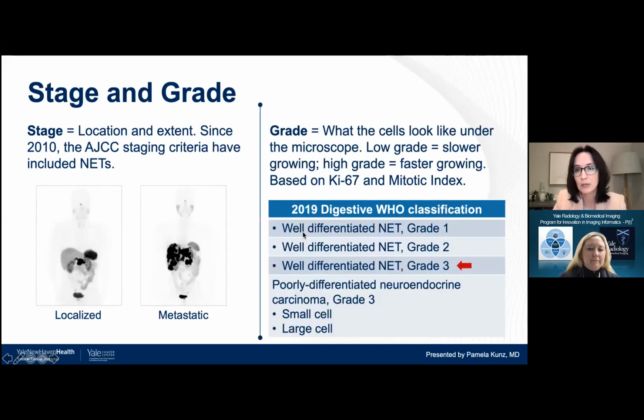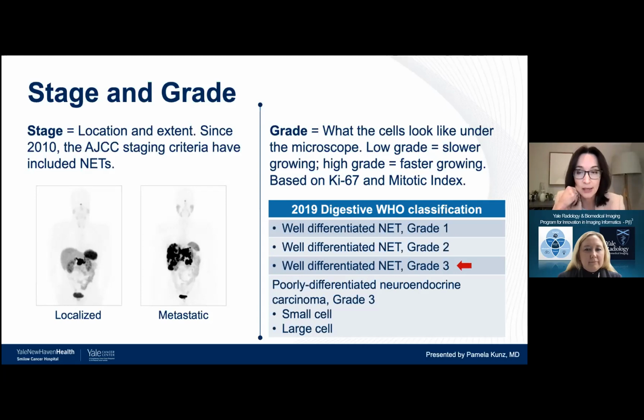Grade is really what the cells look like under the microscope. Low grade is slower growing, higher grade is faster growing. We really base this on the Ki-67 and mitotic index. The 2019 Digestive System WHO Classification is the most recent. Next to the red arrow is a new change that was made to this. So we have well-differentiated NET, grade 1, 2, and 3, and poorly differentiated neuroendocrine carcinoma, grade 3, and that's divided into small cell and large cell.